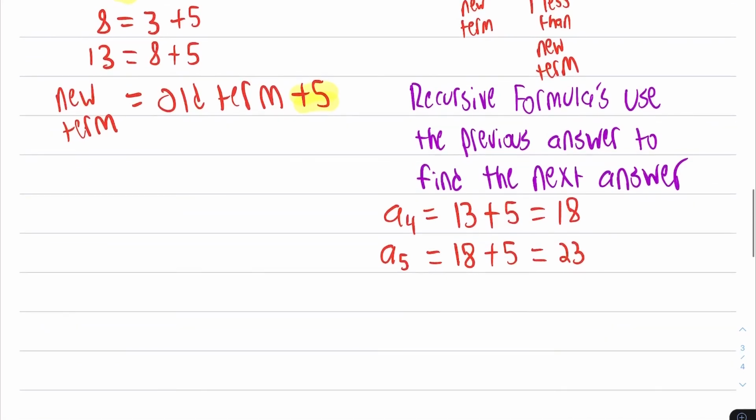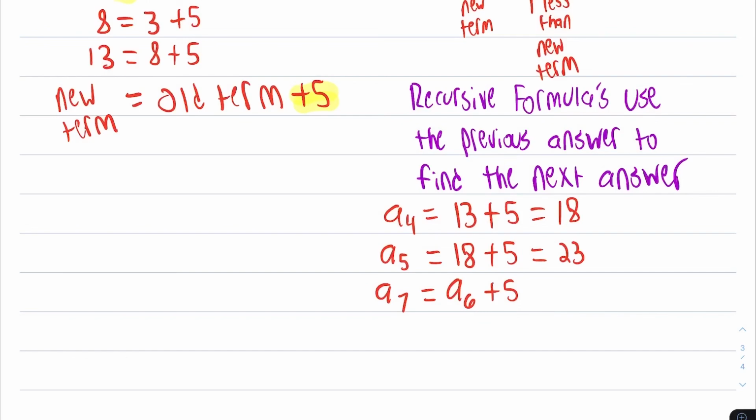Okay, so using a recursive formula, how would you get a7? Well, the only way you can get a7 is if you knew the one right before 7. You would need the a term that's right before 7, which is a6. a6, and then we're going to add 5 onto that. But do you know what a6 is? Well, we skipped it.